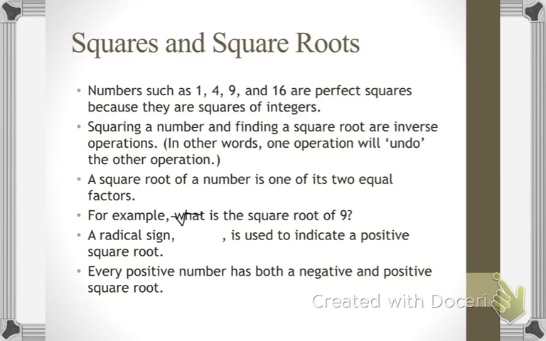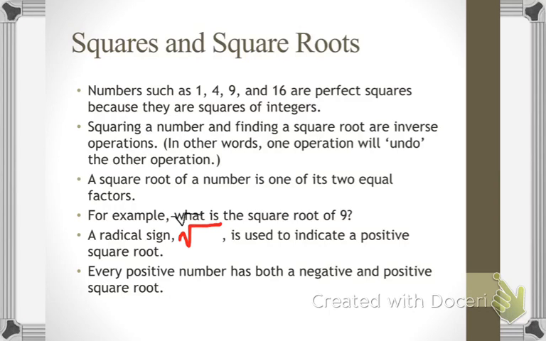For example, what is the square root of 9? The square root of 9, what number times itself gives us 9? 3 times 3 gives us 9, so it would be 3. All right? The radical sign, for some reason this is messed up. It should look like this. A radical sign is used to indicate a positive square root. We're only going to be dealing with positive square roots.